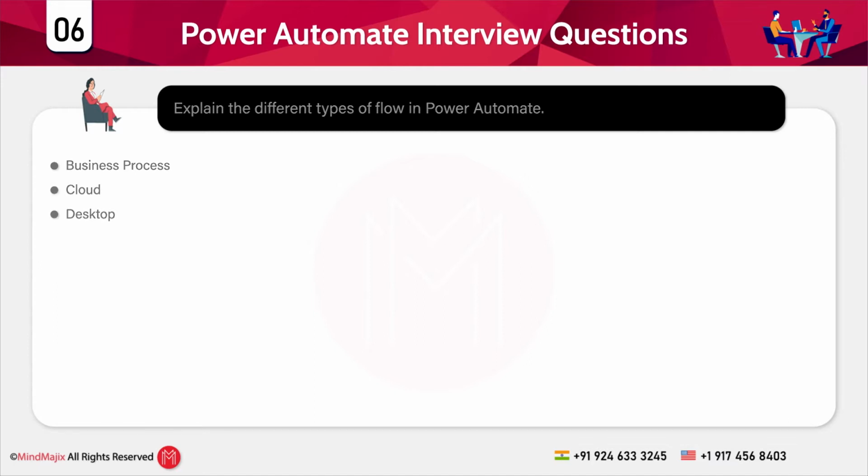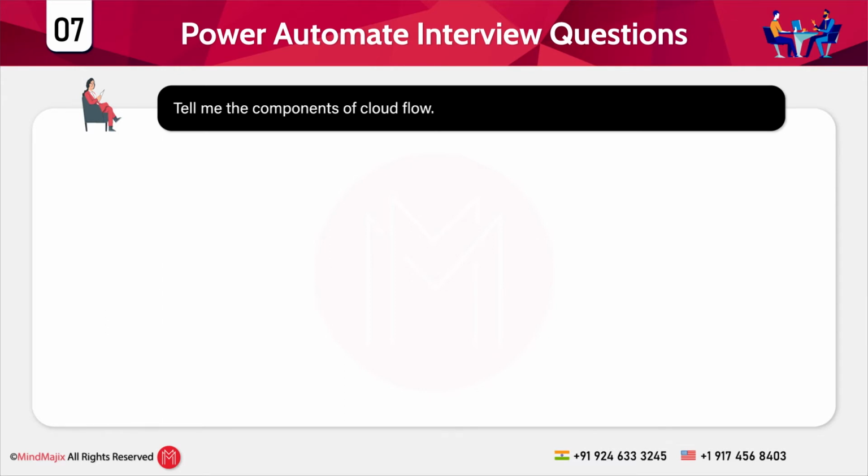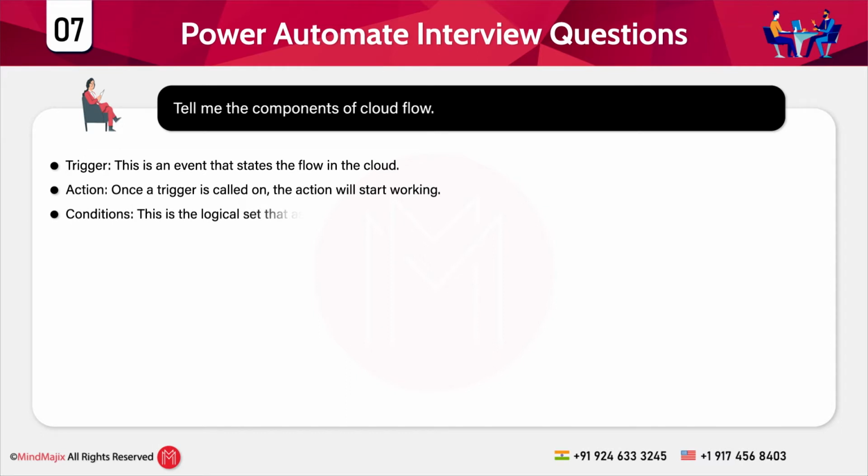Now let's move ahead. The next question is, tell me the components of cloud flow. As you can see on the screen, these are the 3 components of cloud flow: trigger, action, and conditions. A trigger is an event that starts the flow in the cloud. Once a trigger is called, the action will start working. The third component in cloud flow is conditions. This is the logical set that asks actions to start as per the logic.